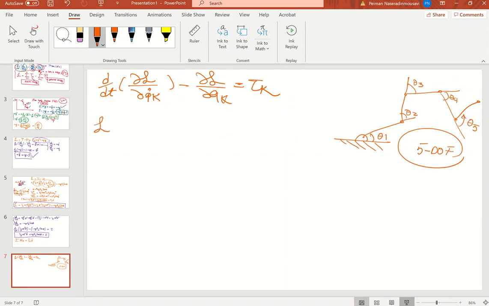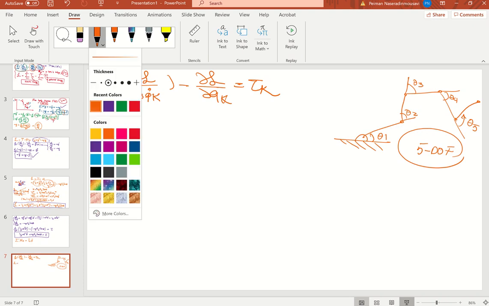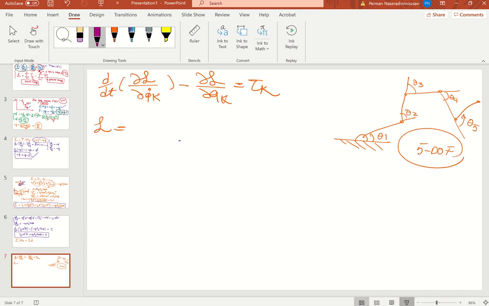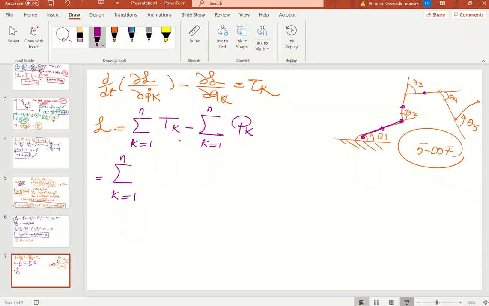So what you're going to do, you're going to say L, let me change the color because it's too much orange. L is again the sum from k equals 1 to n of Tk minus the sum from k equals 1 to n of Pk. Then you can expand like this. Use k from 1 to n because you have solid links that have both components at their mass centers. They have the linear velocity and the angular velocity, that's right.